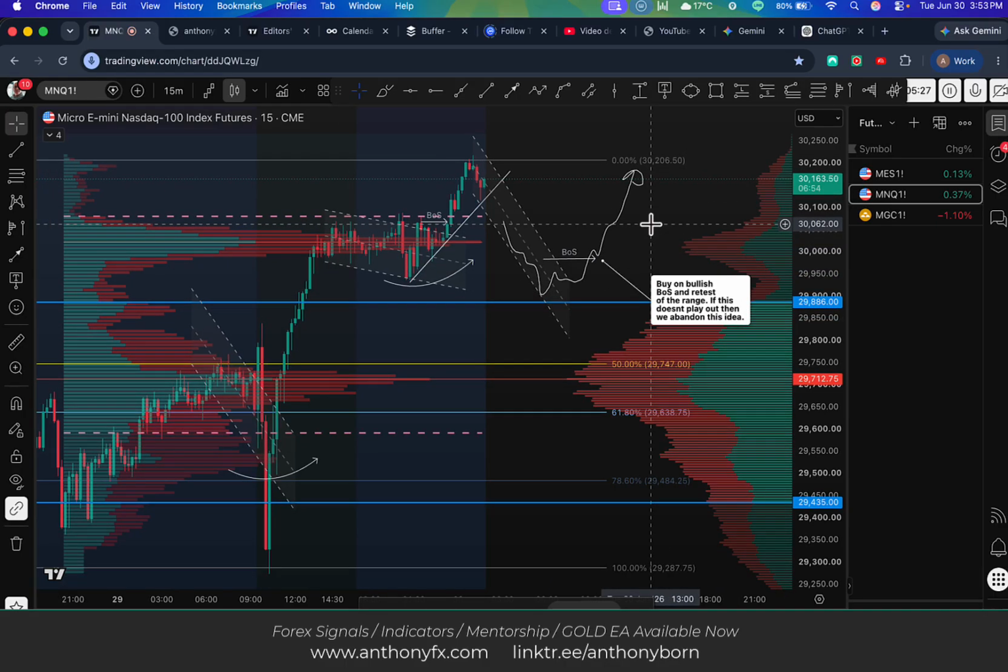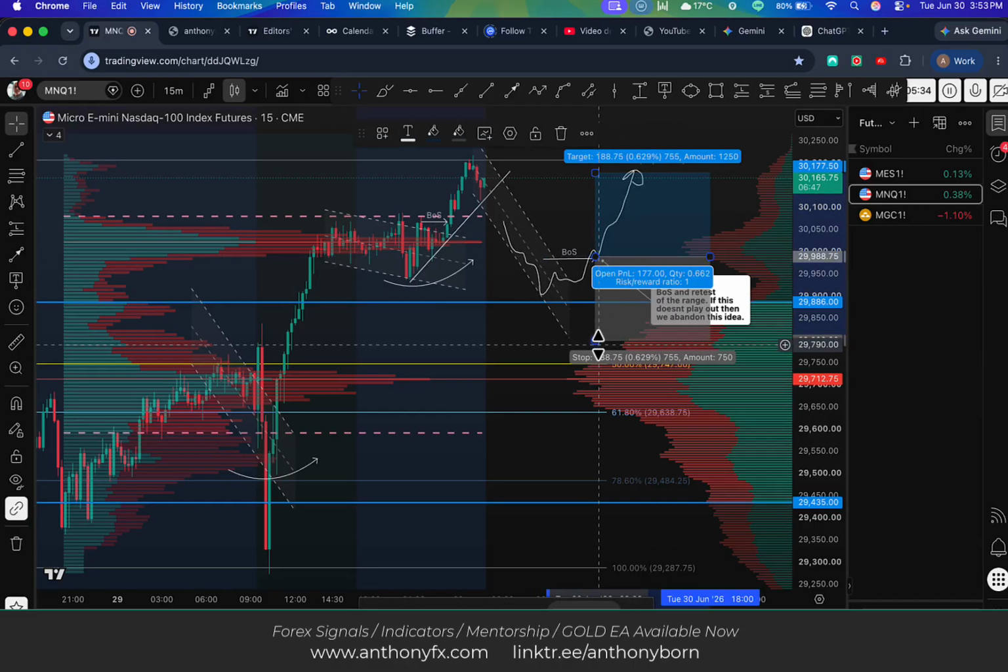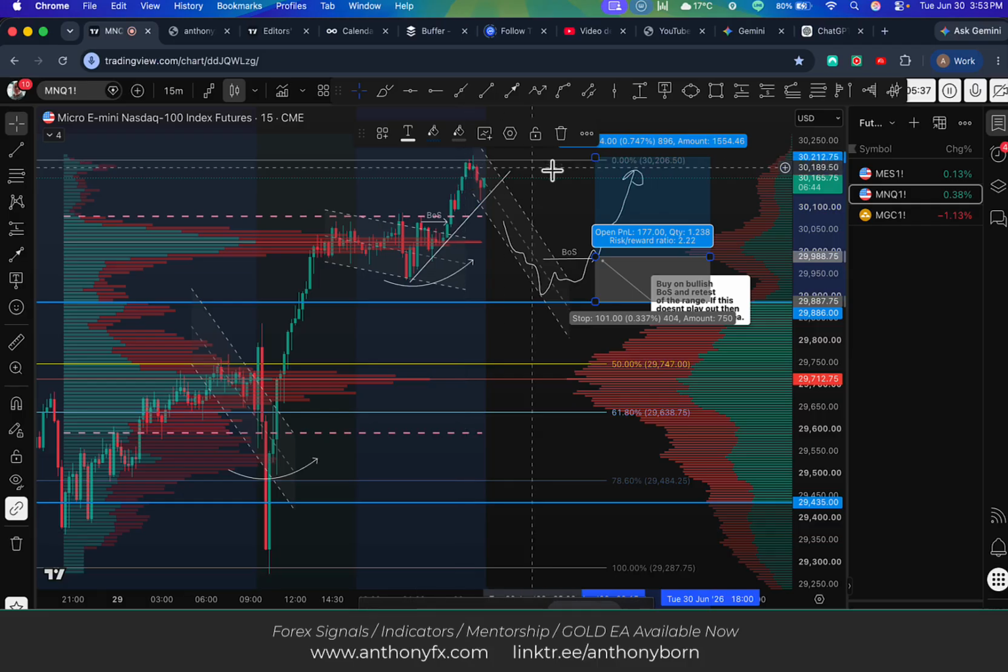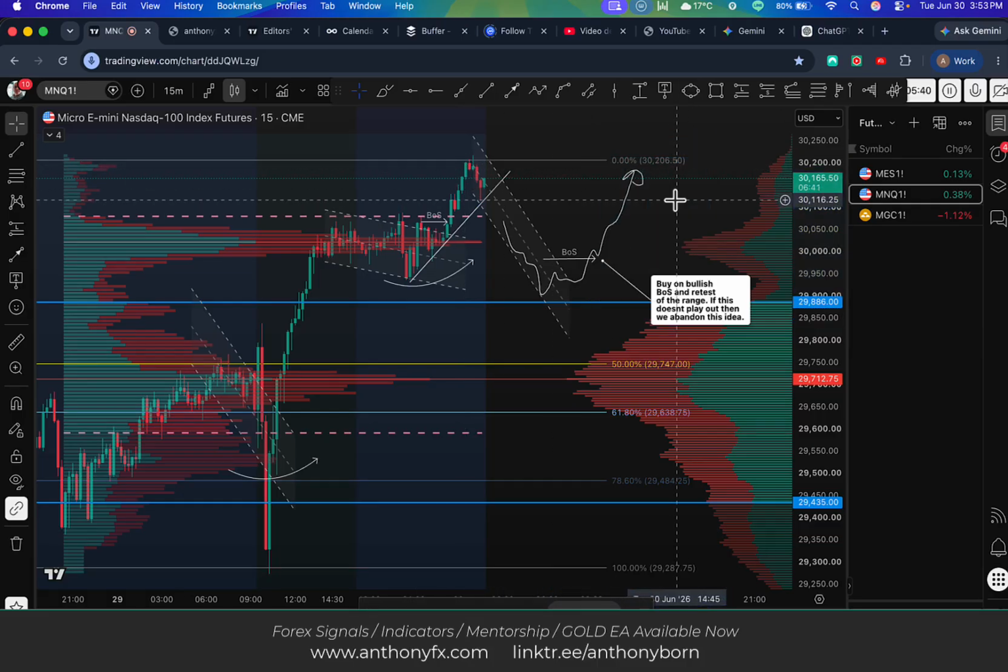Okay, guys, that's my idea. So stop loss would be under the low, and target 1 would be the high, and target 2 would be further up. I would look to close 50% at 1R, and then pull your stop loss and trail it.